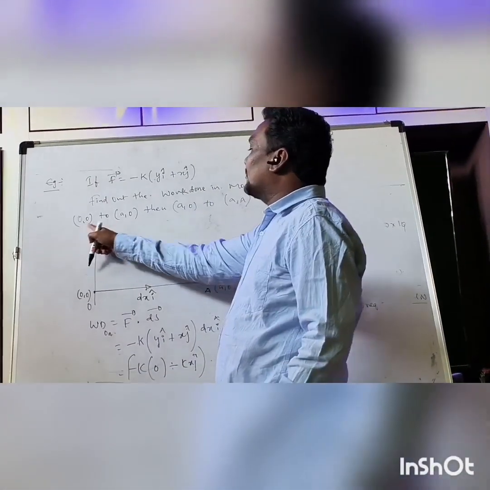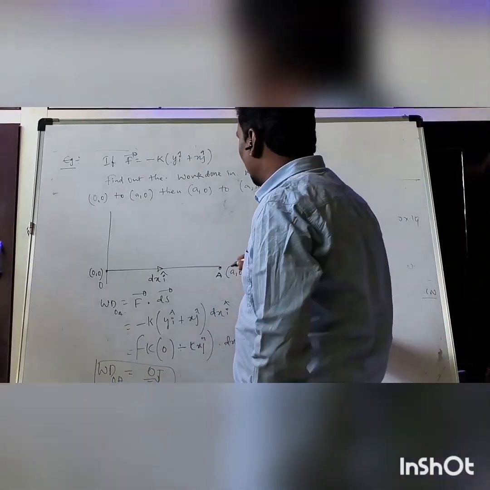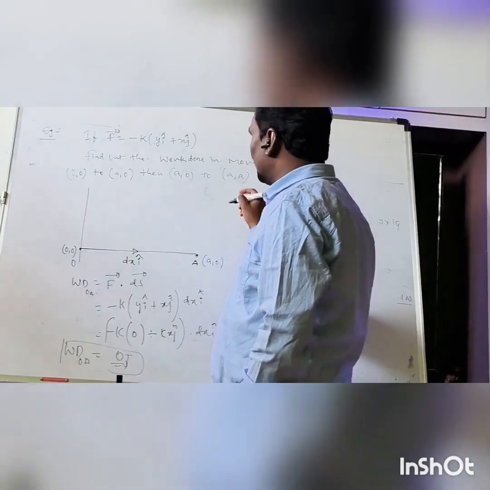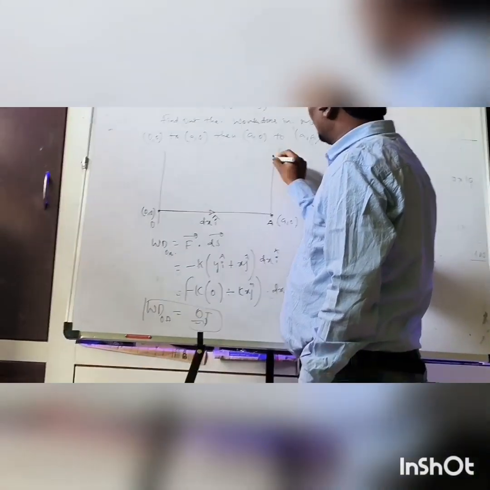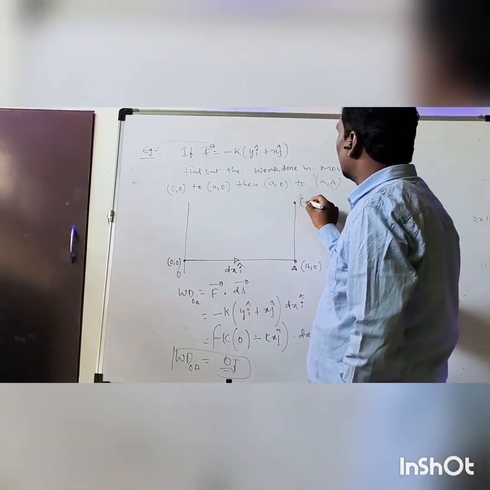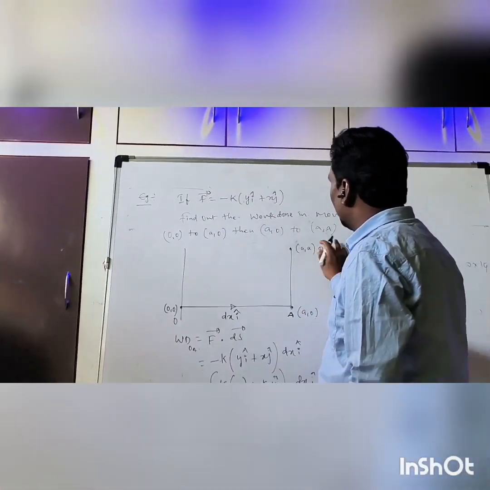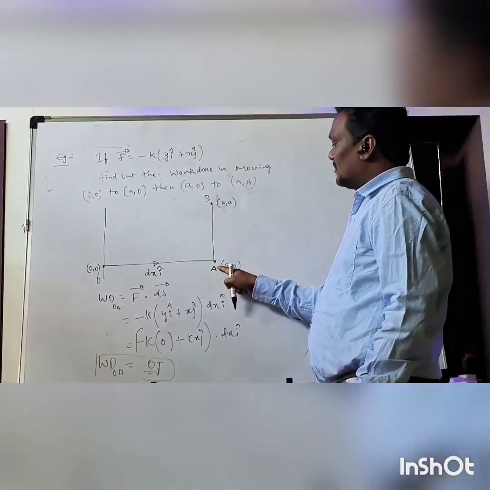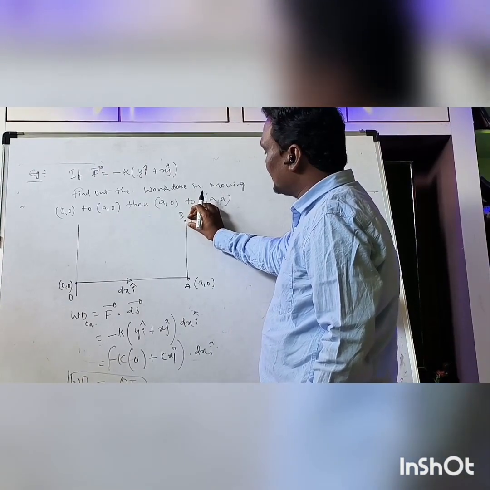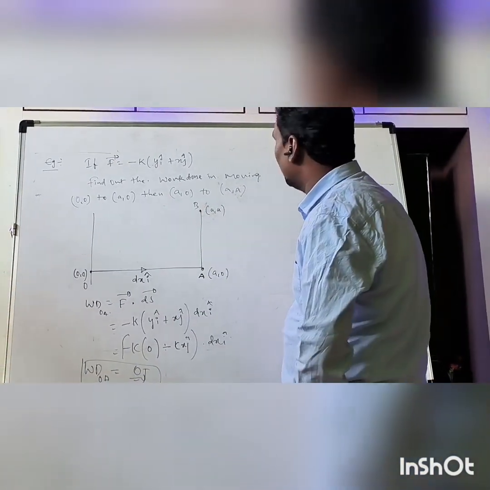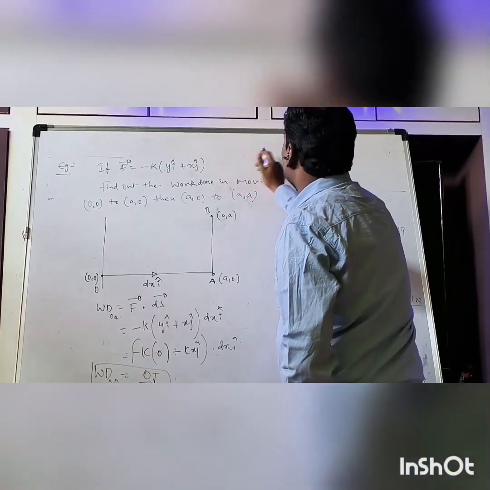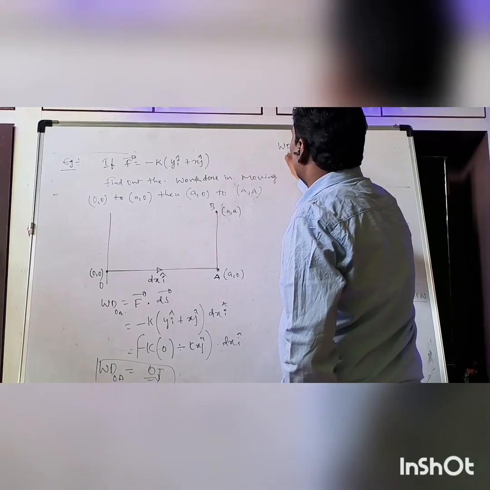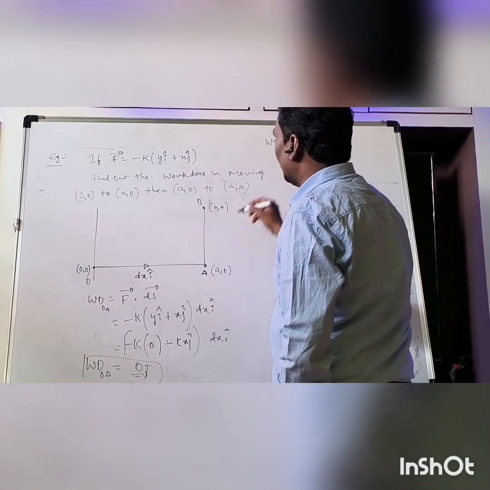After moving from 0, 0 to a, 0, the particle moves from a, 0 to a, a. This is a, 0, and this is a, a. I am taking this point as B, and this is the point A. So I am calculating the work done from A to B.